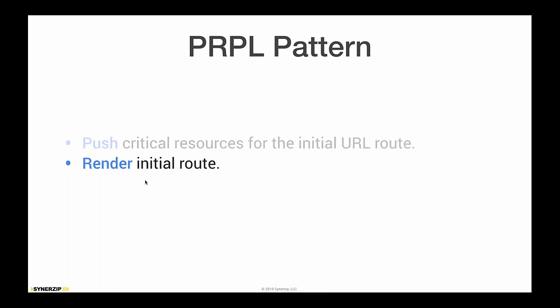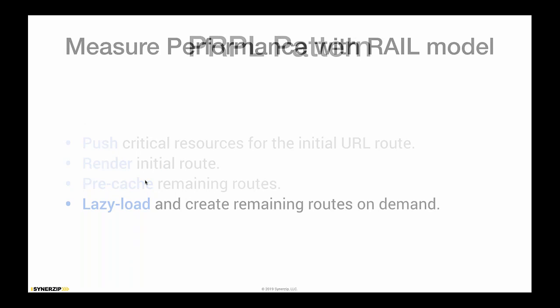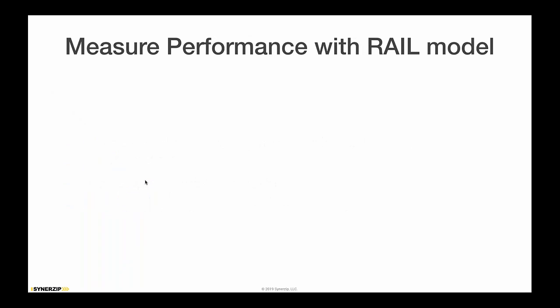On the server-side rendering, we can render the initial route, or we can pre-cache the next route which the user is likely to navigate to, and lazy load everything else which you don't need for that initial rendering. Now, how do we measure the performance? We can follow the RAIL model to achieve this performance.